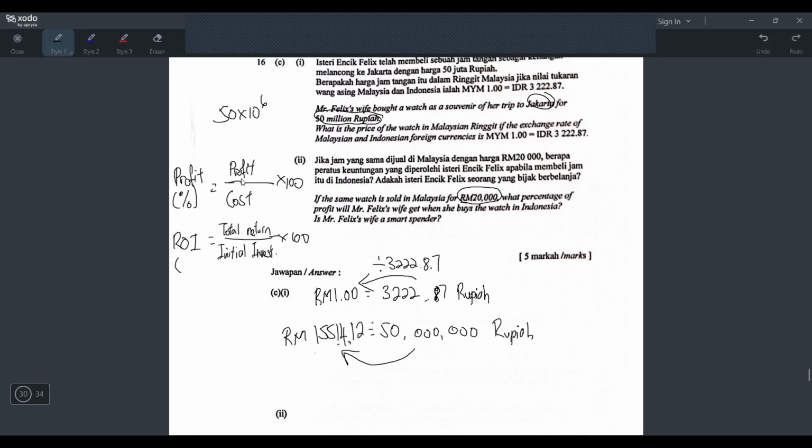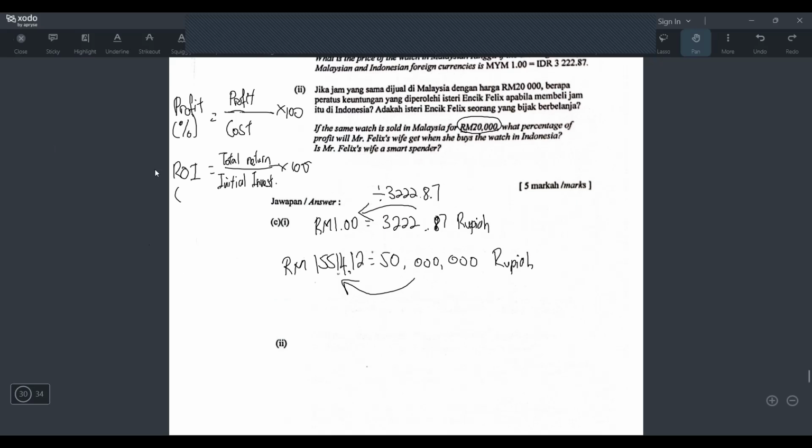So you see the formula is very similar. Total return means total profit. Initial investment means the original value you spend, right? Or cost, times 100. So they are very similar. It's basically the same formula. So whenever they ask you to find ROI, you will also do it like this. Take the total return. Total return and total profit have the same meaning. And then divide by initial investment times 100.